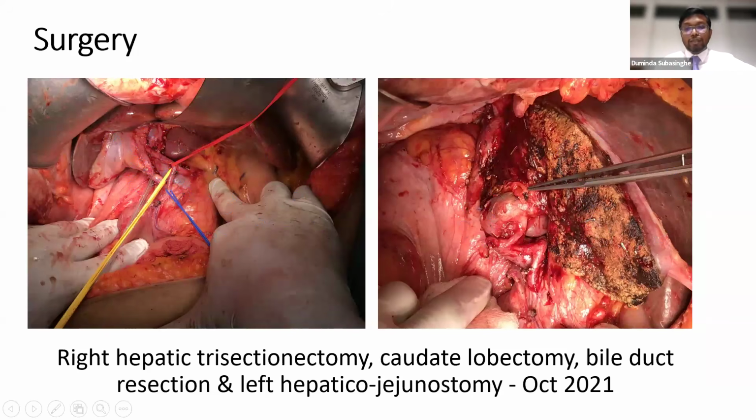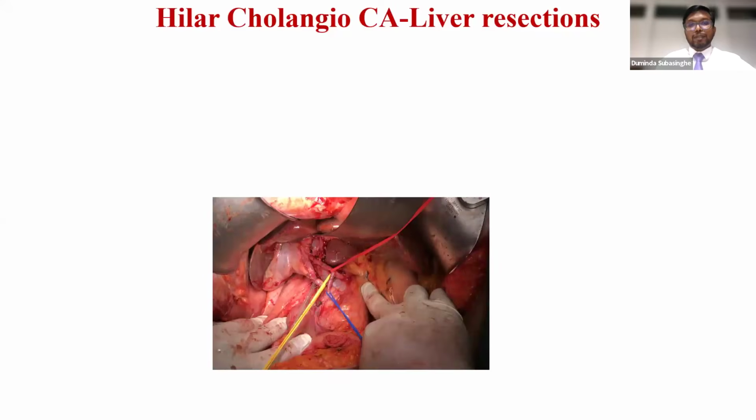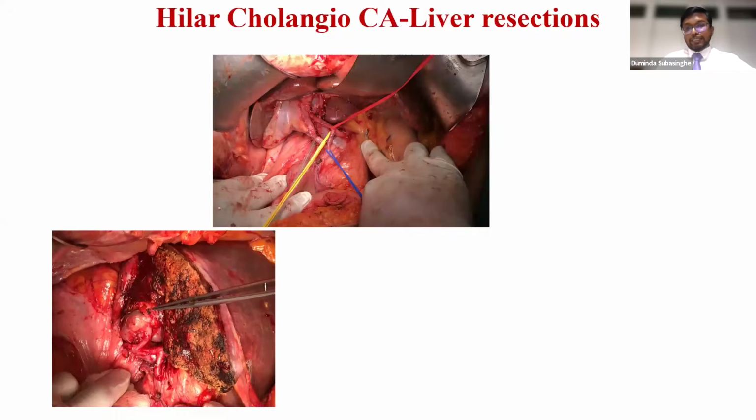This was done in 2021, and this patient is still alive. So I just want to highlight it is not an incurable disease provided there is early detection, which you all will achieve with your good history taking and examination. So this is that patient's specimen.